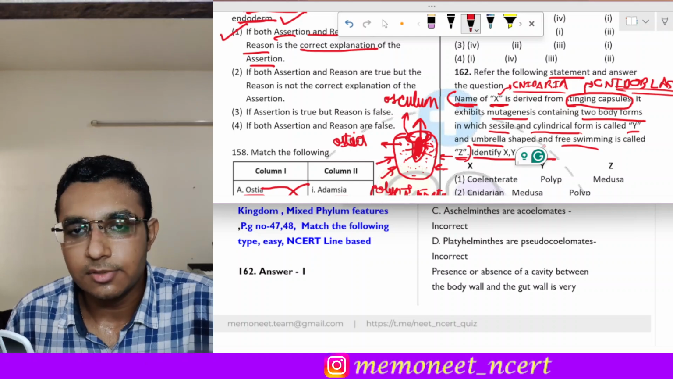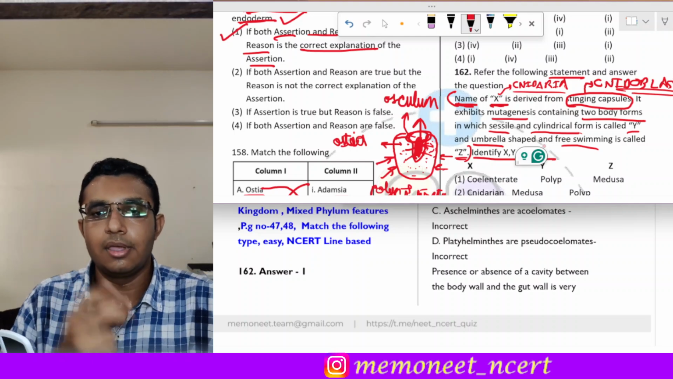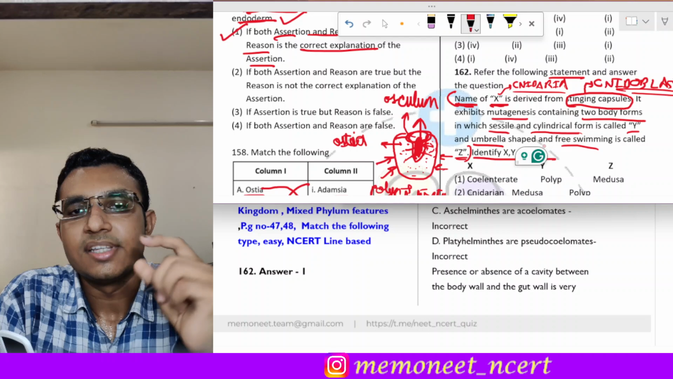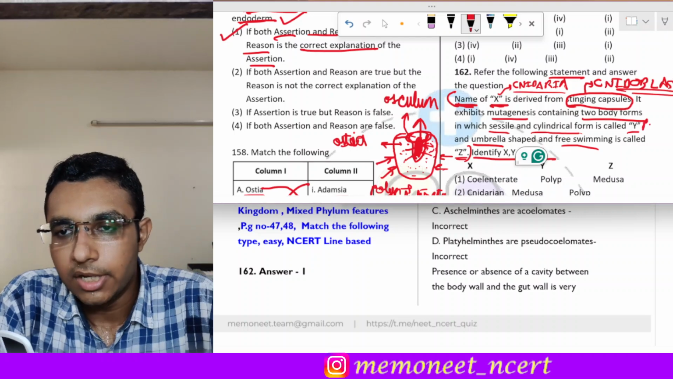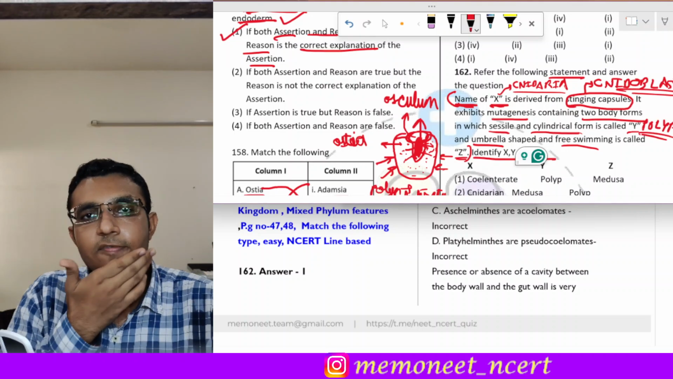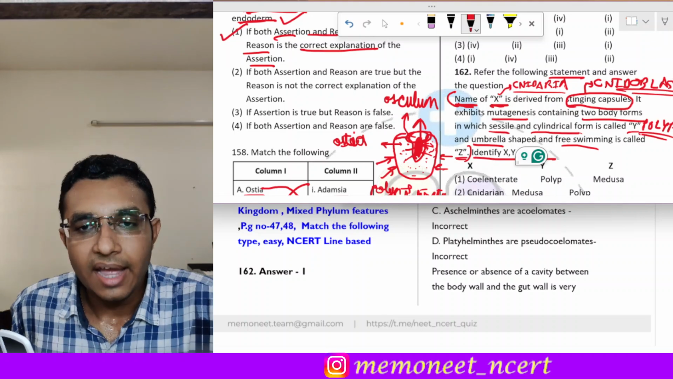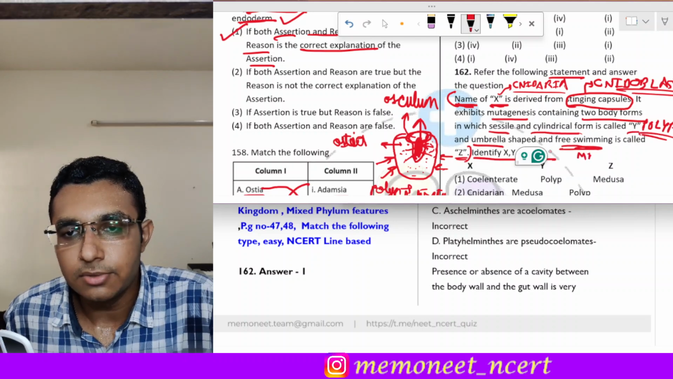It exhibits metagenesis and it contains two body forms. Okay, so one body form is sessile and cylindrical, and that is called polyp. The sessile and cylindrical form is called polyp, and the umbrella shaped and free swimming form is called medusa.